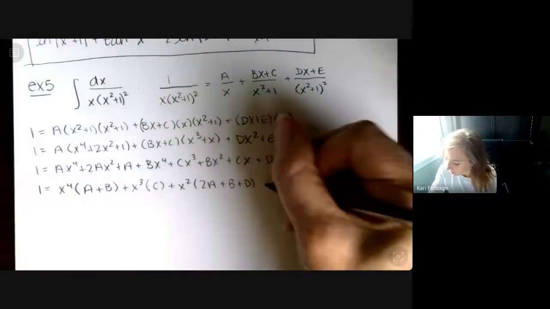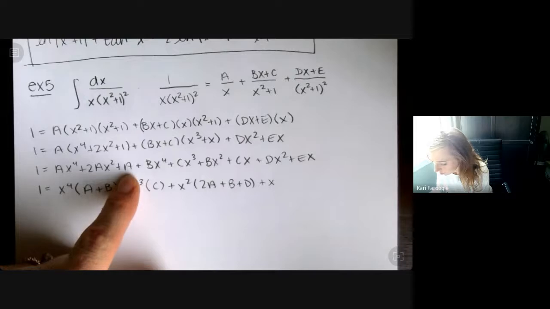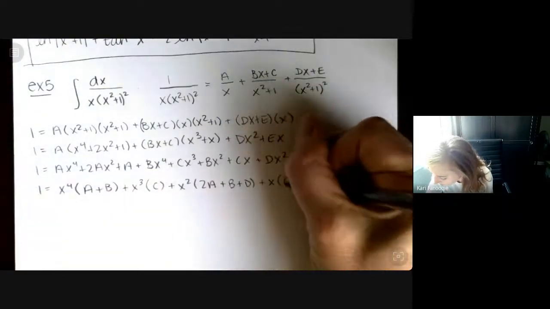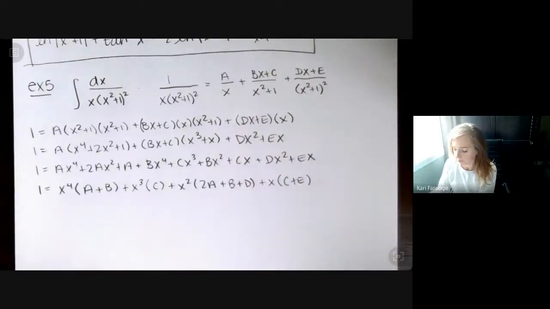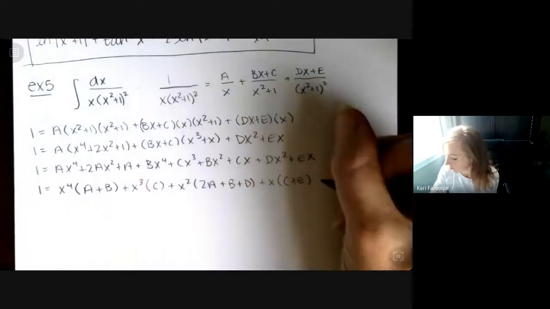I'm going to go to the x's now. Don't lose any of your powers of x. So this one's a constant. I just have a cx and an ex. So I'm going to say c plus e. And then for my constants, I only have one constant. That's just this a. Everything else has an x on it.